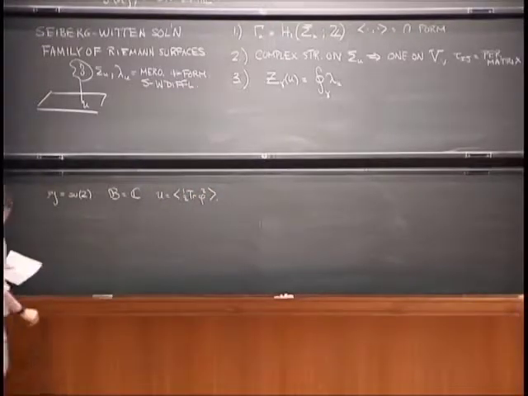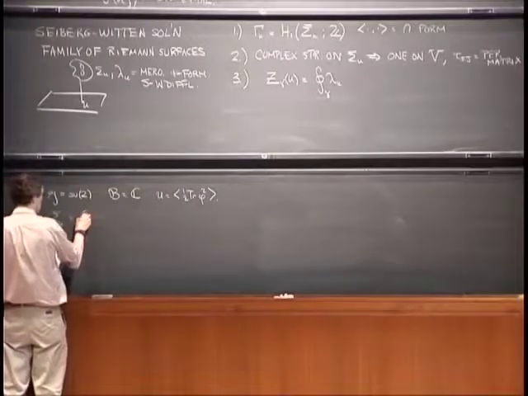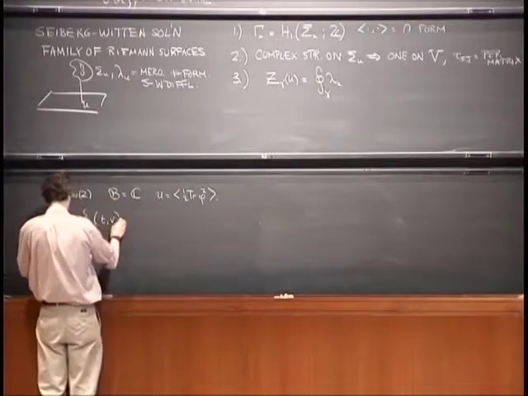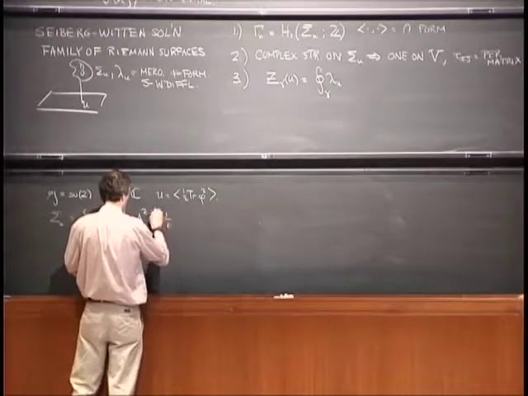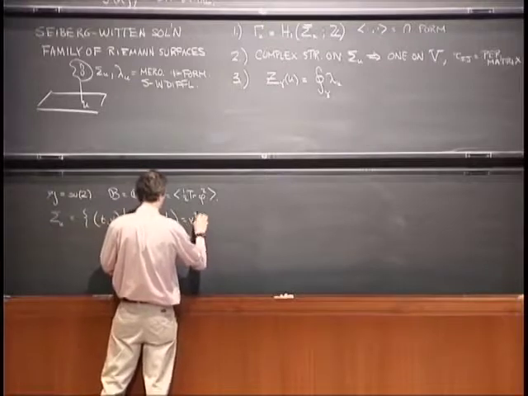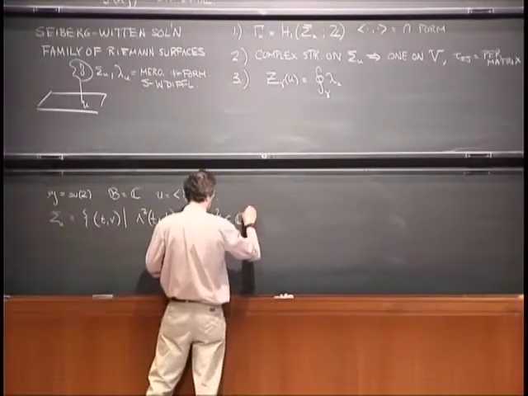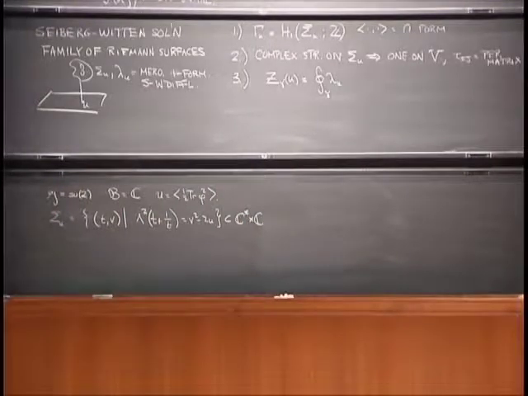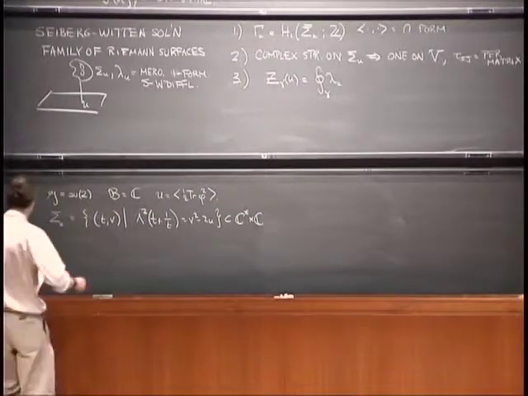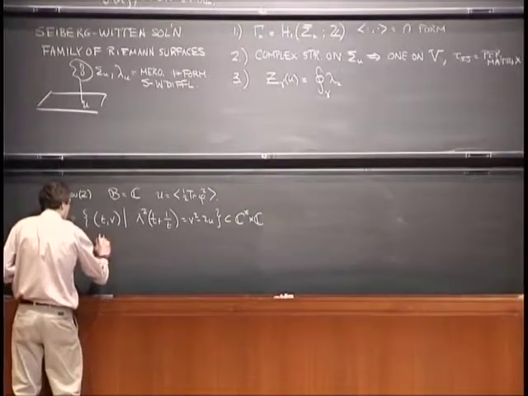And then the family of Riemann surfaces, sigma u, is the set of t and v such that lambda squared times (t plus 1 over t) is v squared minus 2u. Lambda is the dynamical scale in the theory, and this is sitting inside C star times C. And the Seiberg-Witten differential in these coordinates is v dt over t.